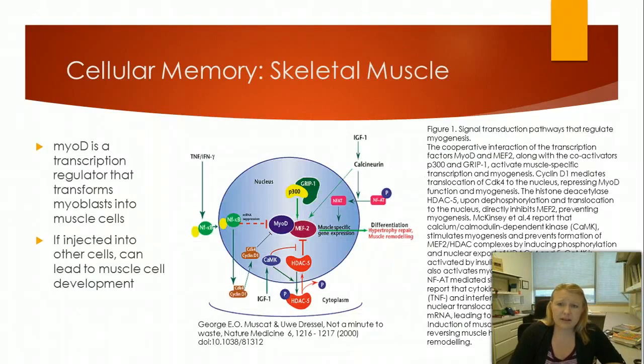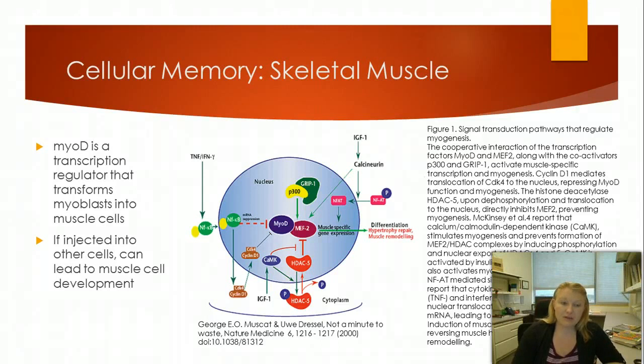And here's an example of the skeletal cells. There's a transcriptional regulator known as MyoD. And what happens is that MyoD, when it's turned on, can change cells into skeletal cells. So if we inject it into other developing cells, it can start leading to muscle development, which is pretty cool. But this is just one example. This is not how it is for every cell. Not every cell just has this one trigger.